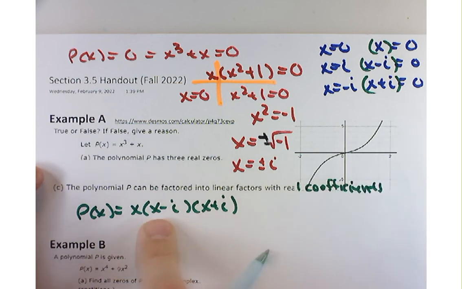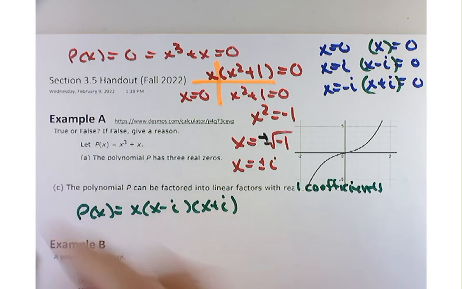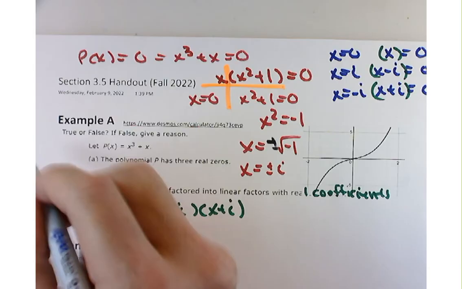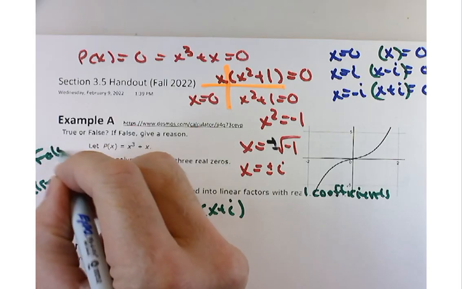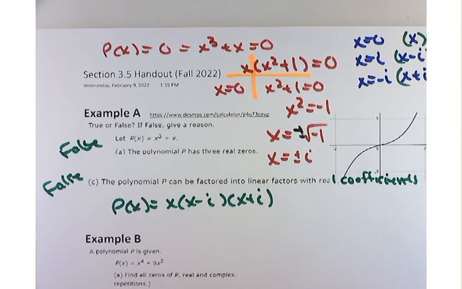Are all these real numbers here? No, they're not. So this part would be false. This part is false too, because the polynomial didn't have real zeros. Not all three of them anyways. It had one real zero. That's okay.